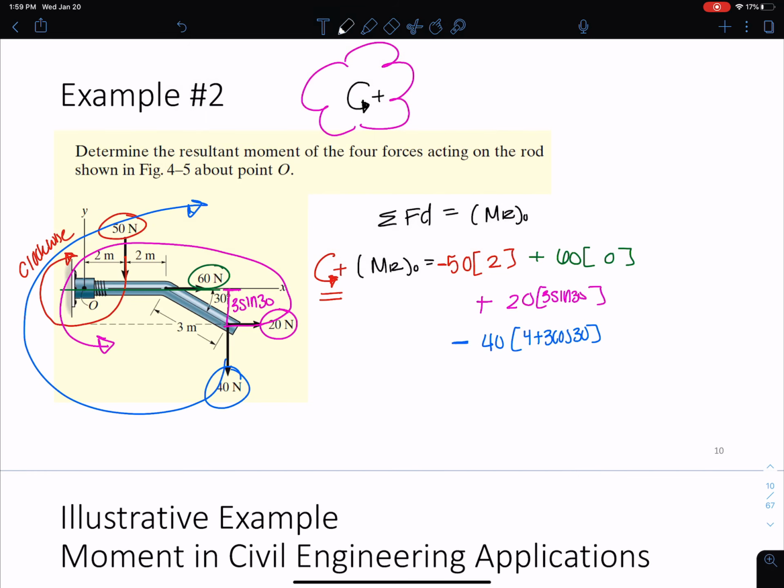And all of these sum up to be 334 Newton meters positive, which means it's clockwise. If I got a negative value, it would be counterclockwise. Why is that? Because I assumed that counterclockwise is positive. Okay?